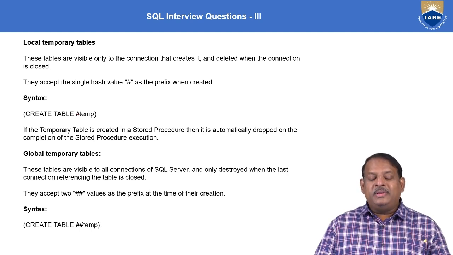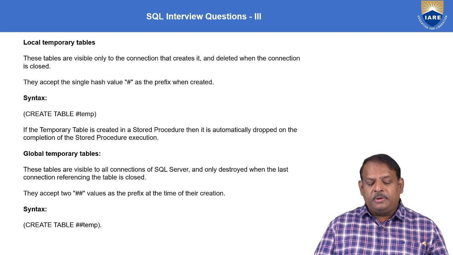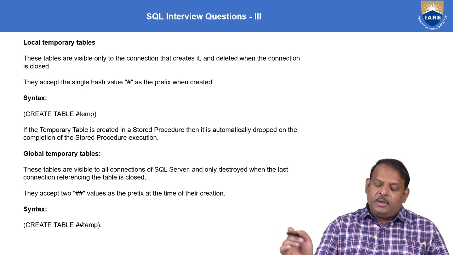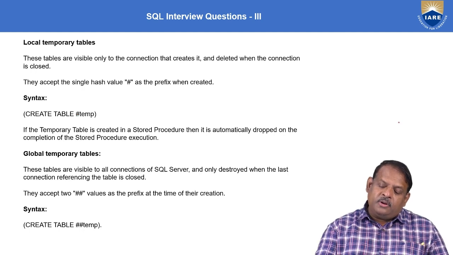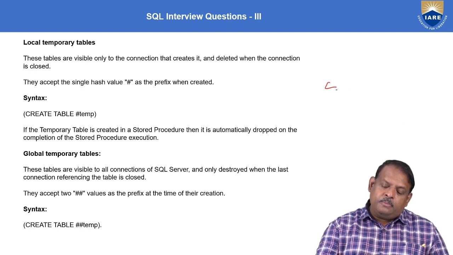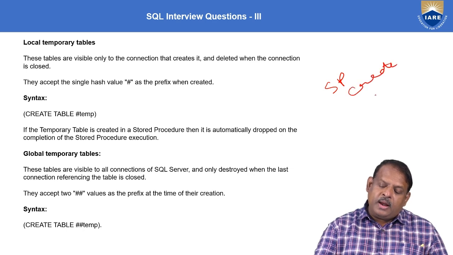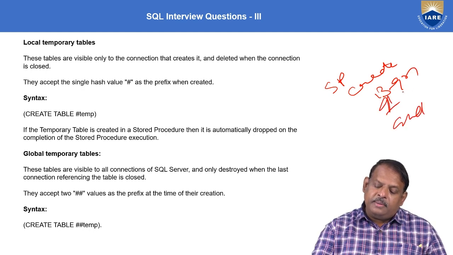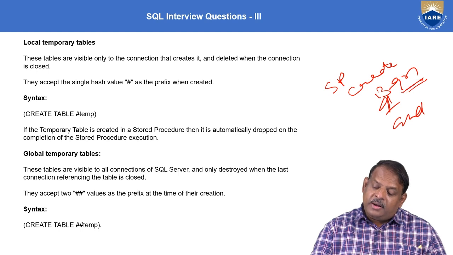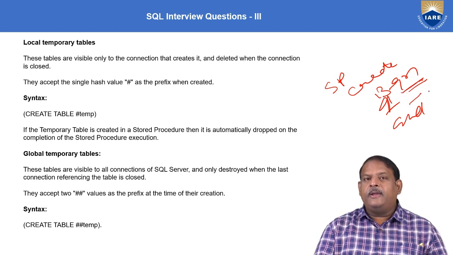If the temporary table is created in a stored procedure, it is automatically dropped on the completion of the stored procedure execution. You write your business logic in a stored procedure, create procedure, begin and end. In this begin and end, you try to create a temporary table. When you call this procedure, the table is created and also dropped immediately.